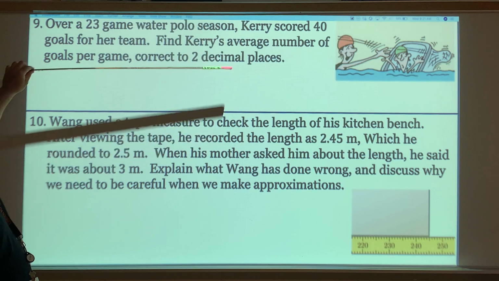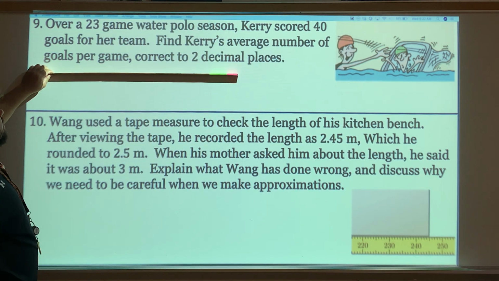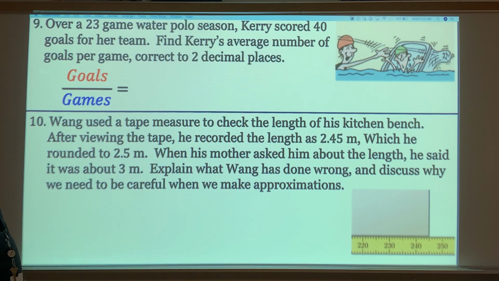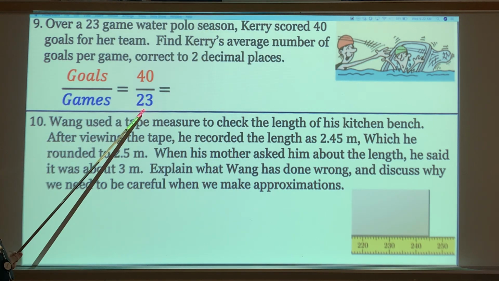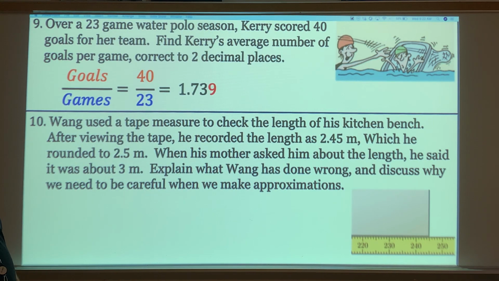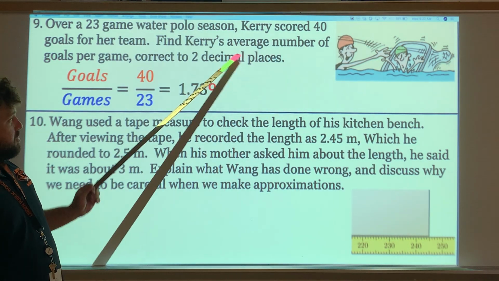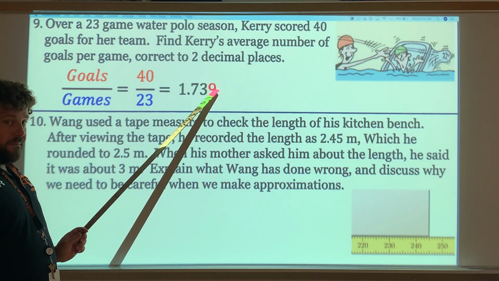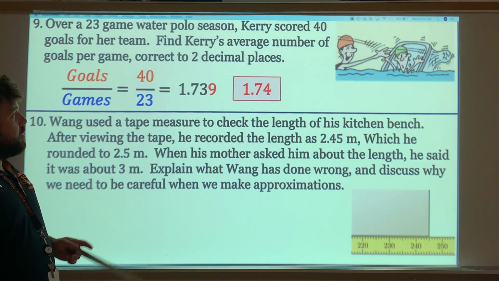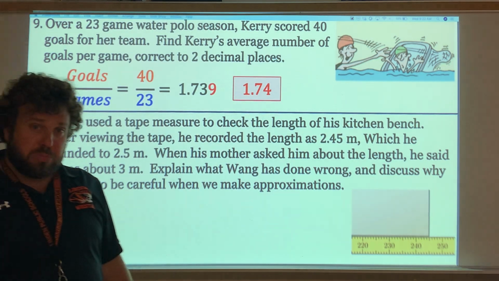Goals per game. So goals is on top. Per is your fraction bar. Games on bottom. So how many goals did she score? Goals per game. Scored 40 goals. 23 games. 40 divided by 23. 1.739 blah blah blah. We're only going to 2 decimal places, so we only care about the third. Greater than 5. So you round it up. 1.74. Average goals per game.